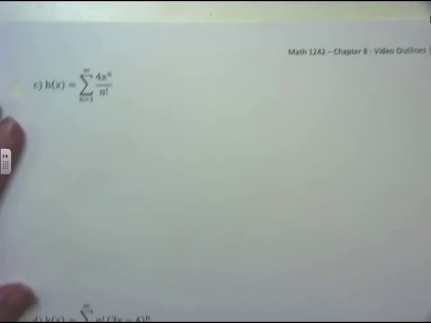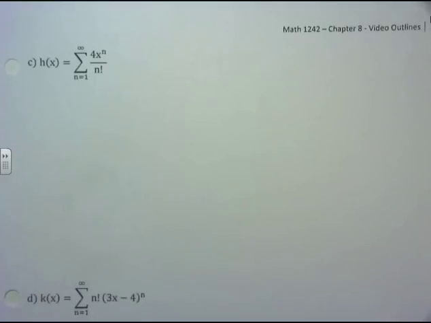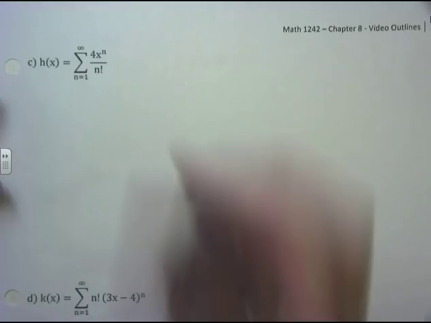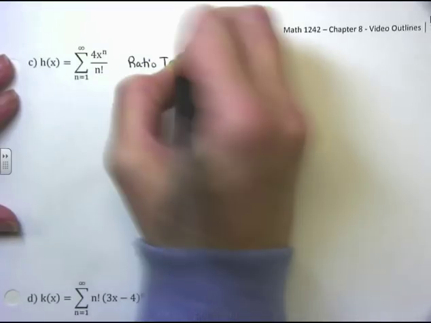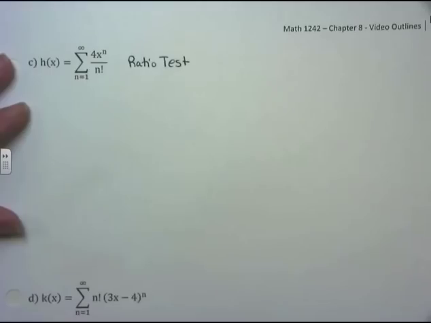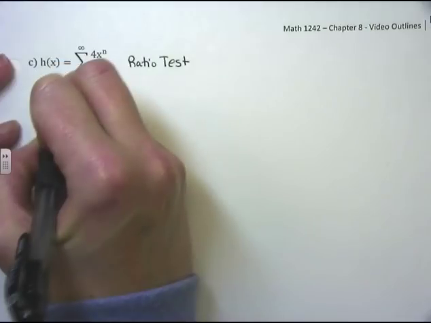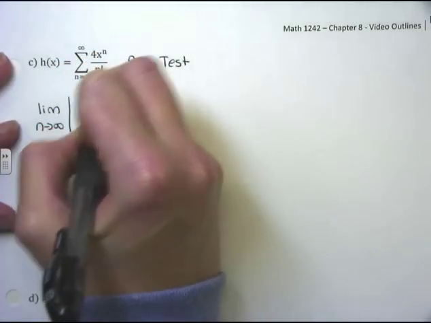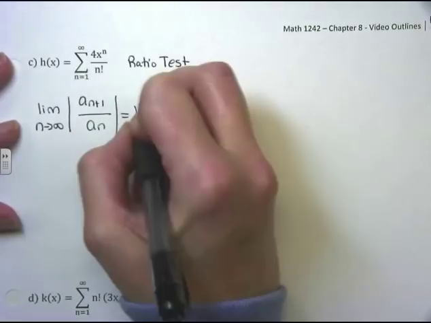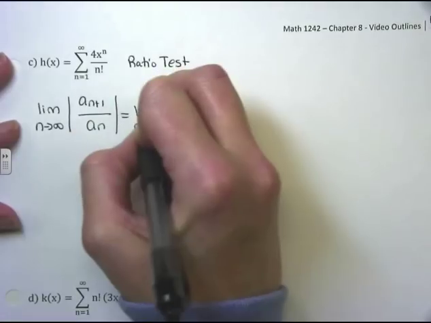Part C. I have another series. It's going from 1 to infinity of 4x to the n divided by n factorial. Again, I'm going to use the ratio test to talk about where this series converges. That means I want to look at the limit as n goes to infinity, absolute value of a n plus 1 divided by a n.